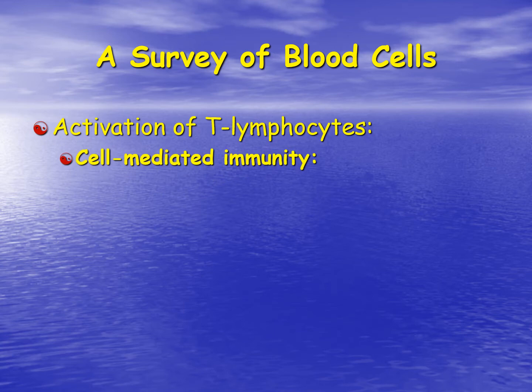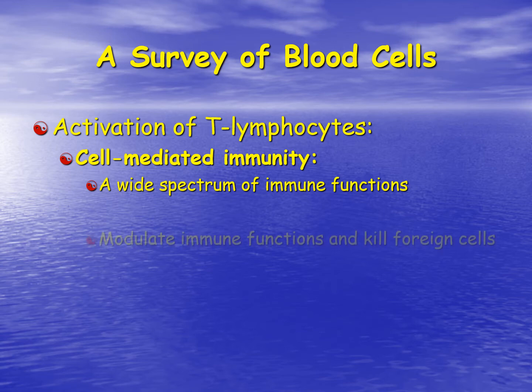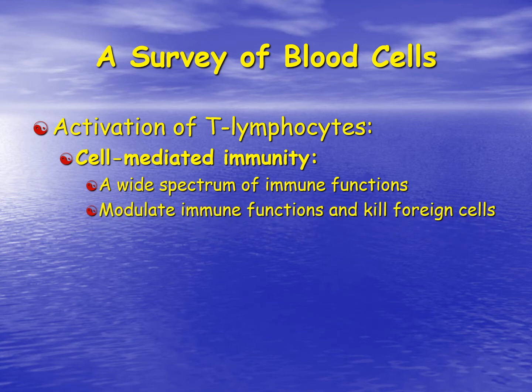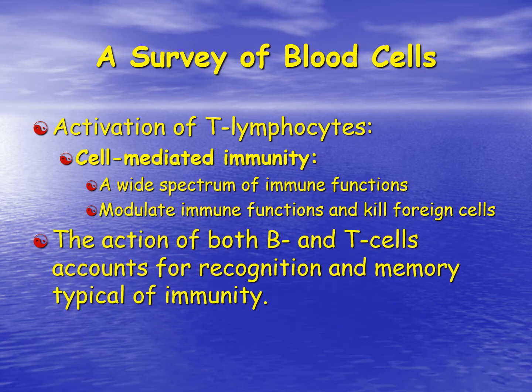T lymphocytes are in charge of cell-mediated immunity, and there's a wide spectrum of immune functions. We have several subclasses of the T lymphocytes, and again, we'll talk about those in the next chapter. They modulate immune function and will kill foreign and abnormal cells. Both B and T cells account for recognition and the memory that we see in the adaptive response.